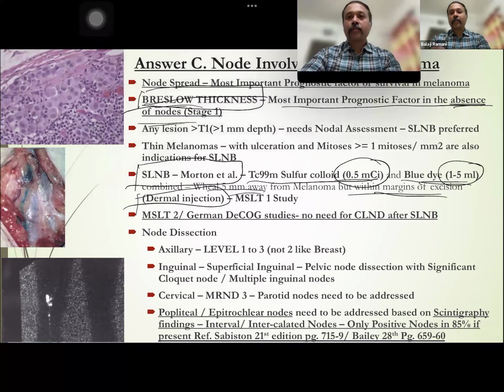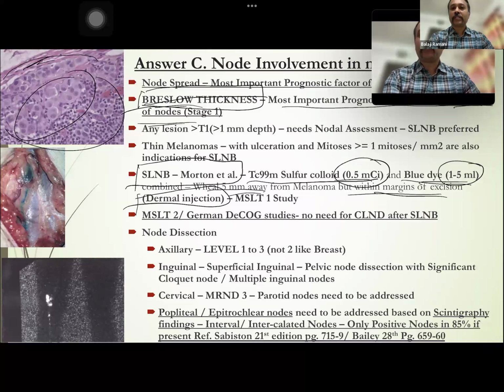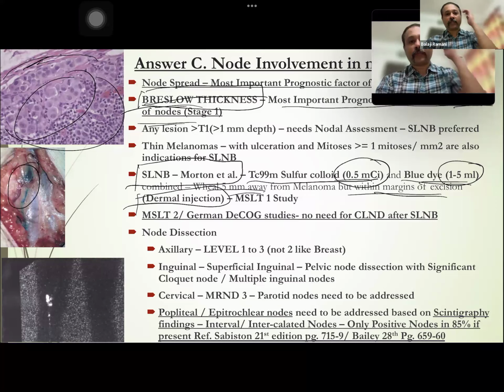This is the nodal architecture. You can see the capsule of the node, and you can clearly see the cells which are deformed here. The melanoma cells can be seen going onto the capsule of the node. This is your dynamic sentinel lymph node being done in the inguinal region. You can see the saphenous vein here, and the blue dye is clearly seen in this region. Now remember, there are a few principles as far as melanomas are concerned.